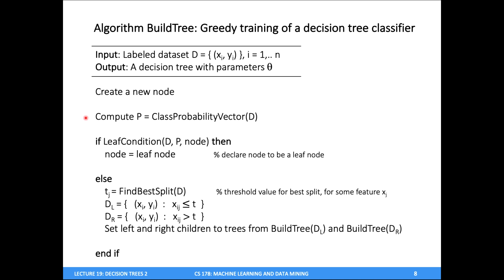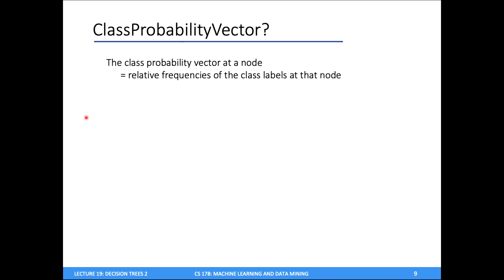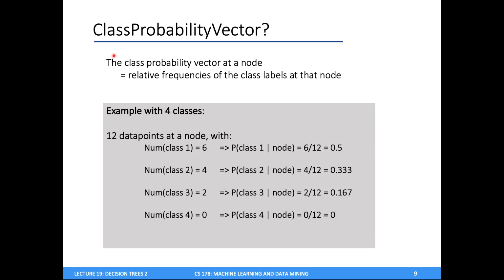Okay, so details that we left out in the previous pseudocode are how you compute this class probability vector. Again, this is just the relative frequencies of the class labels we're looking at when we're constructing those nodes. So here's an example we saw last time. We're going to go a bit quickly through this.